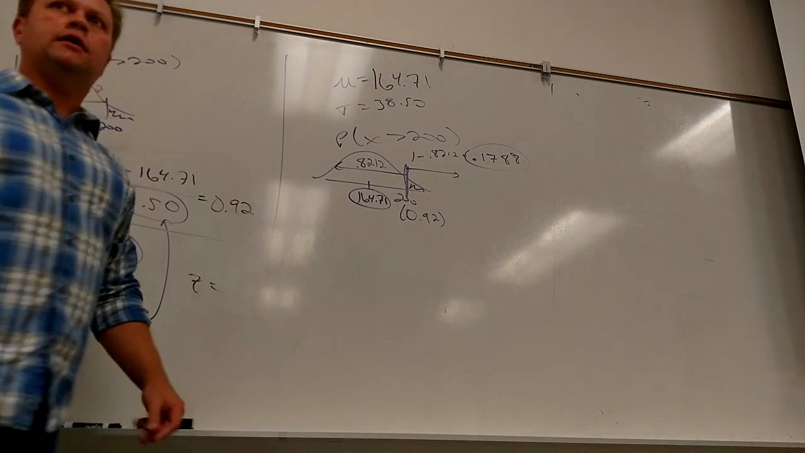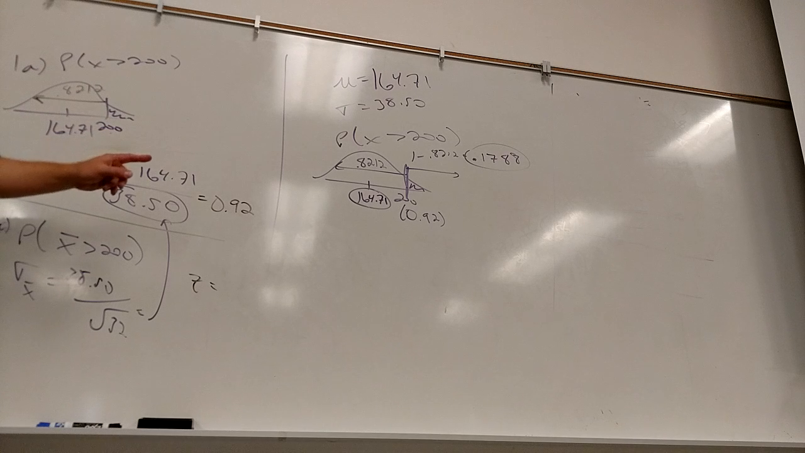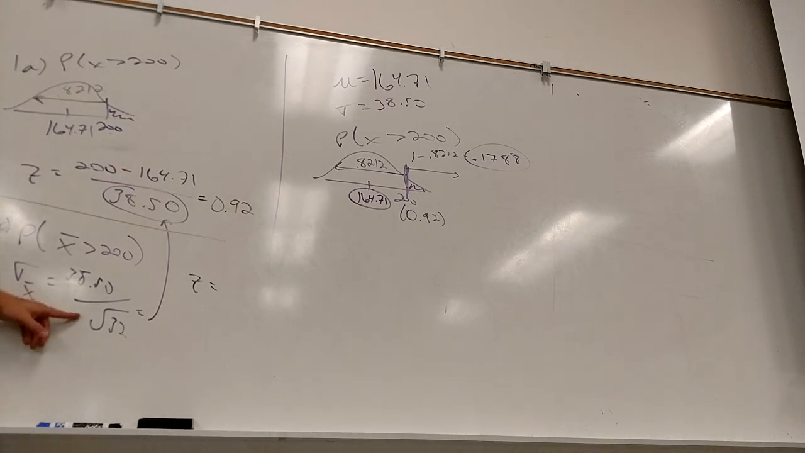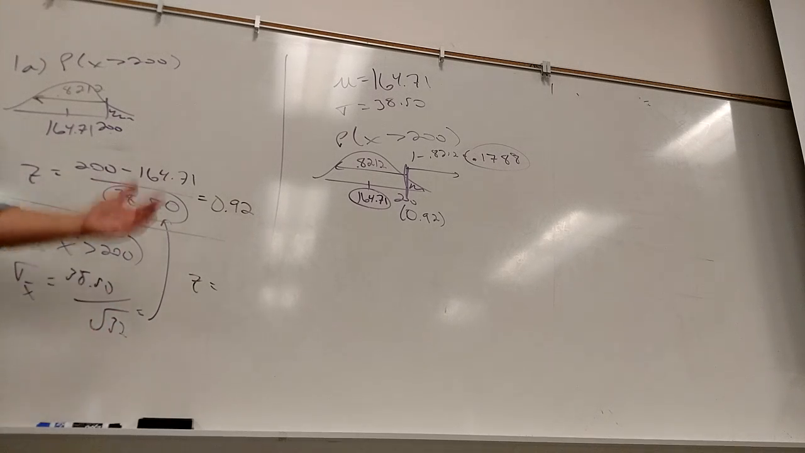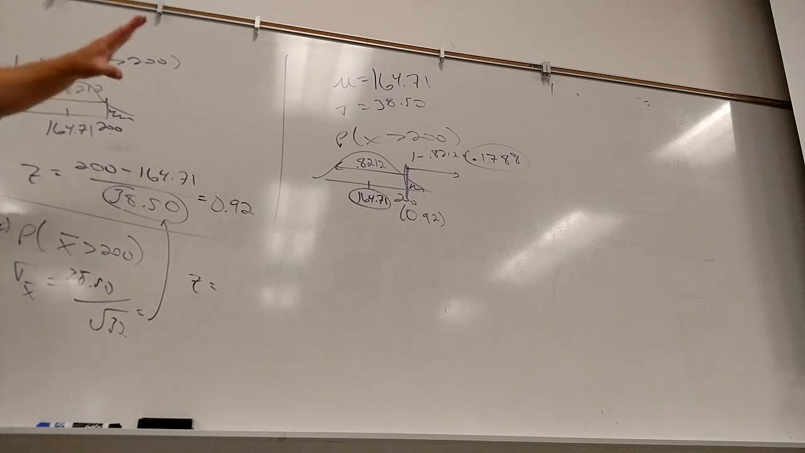Okay, and everything we just did is exactly the same for 1-2A, except you just use the new standard deviation. So you make a z-score from that new standard deviation. You don't divide by 38.50, you divide by whatever this is. Look it up, get the area below, do 1 minus to get the area above. Same steps.